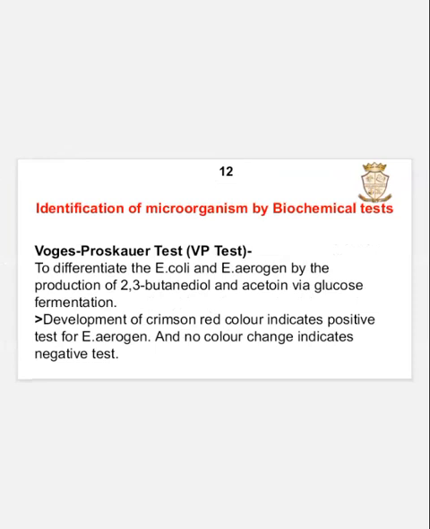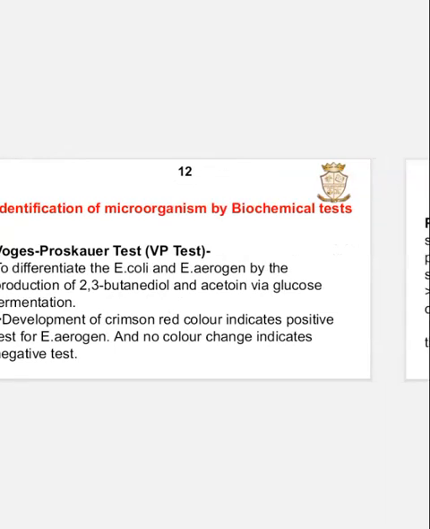Identification of microorganisms by biochemical tests. Voges-Proskauer test, or VP test, differentiates E. coli and E. aerogenes by the production of 2,3-butanediol and acetoin via glucose fermentation. Development of a crimson red color indicates a positive test for E. aerogenes, and no color change indicates a negative test.